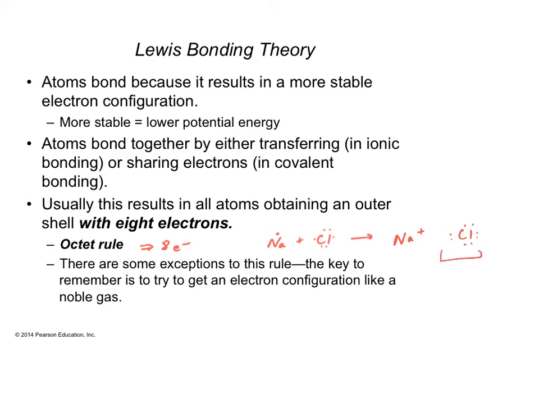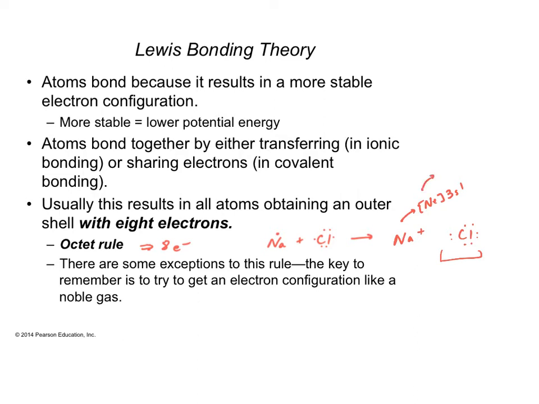What about sodium? Sodium, beforehand, had an electron configuration of neon 3s1. When it loses that electron in the 3s orbital, who are the new valence electrons for sodium?